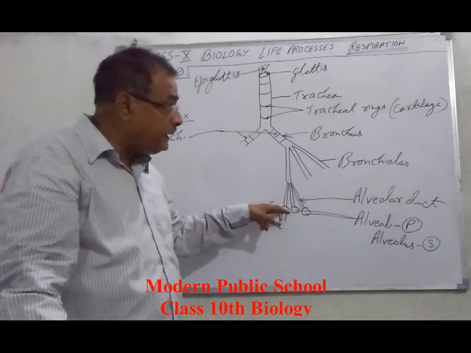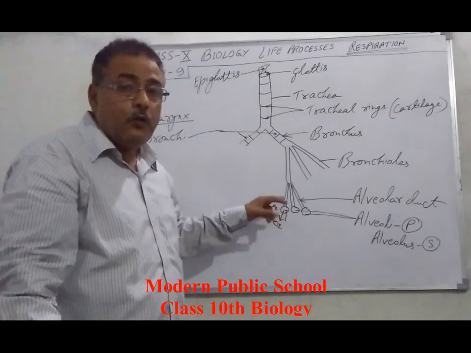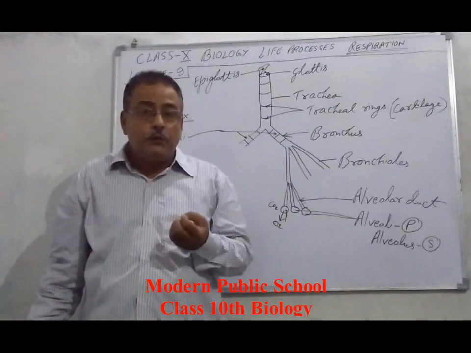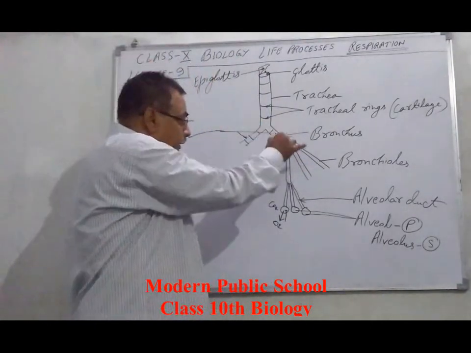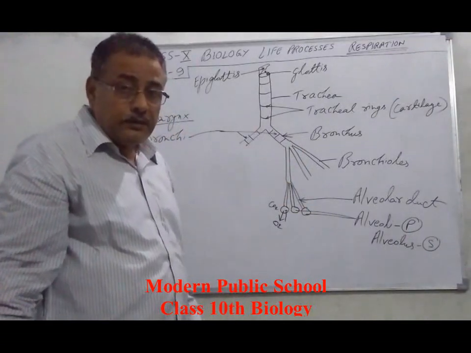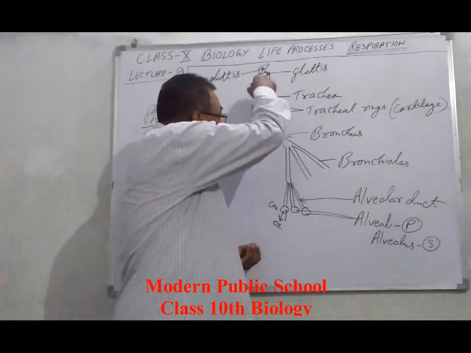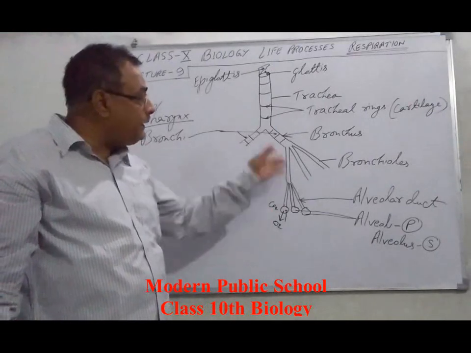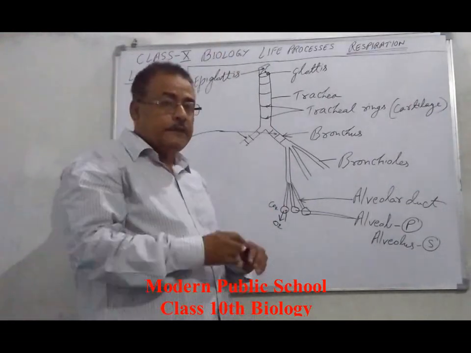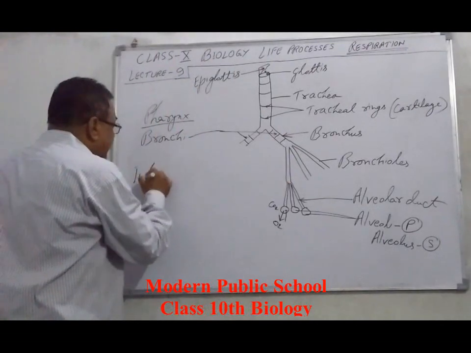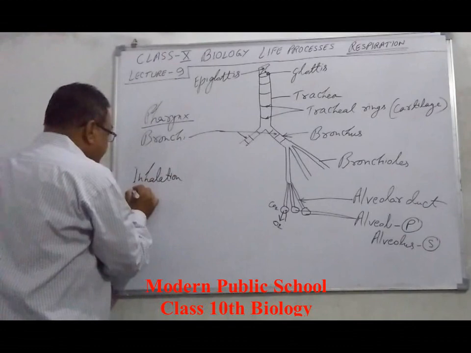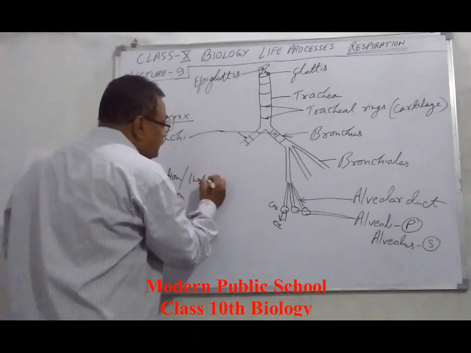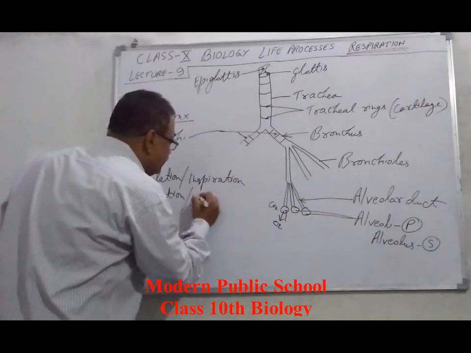Where does gas exchange take place? At the surface of alveoli. What are alveoli? Alveoli are small balloon-like structures which expand when air enters the lungs and contract when air comes out of the lungs. The intake of air into the lungs and the release of air from the lungs are termed inhalation and exhalation, or inspiration and expiration.